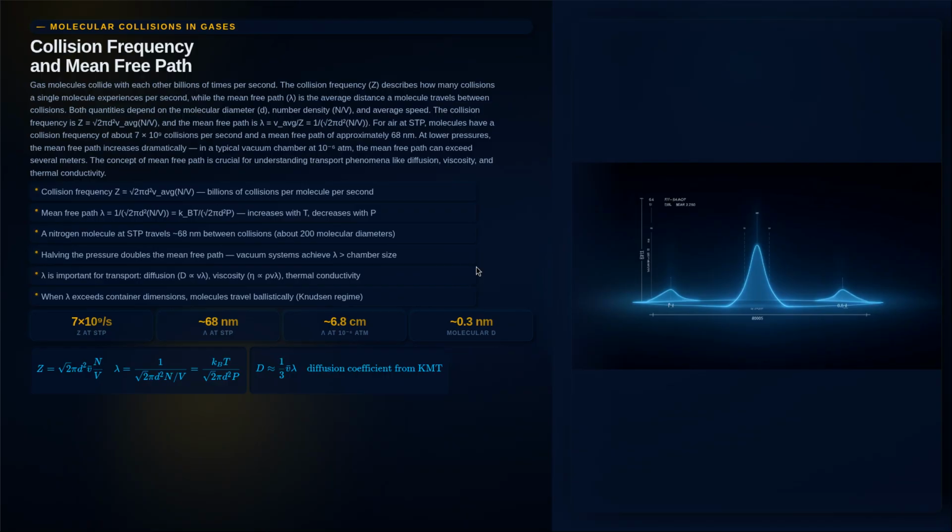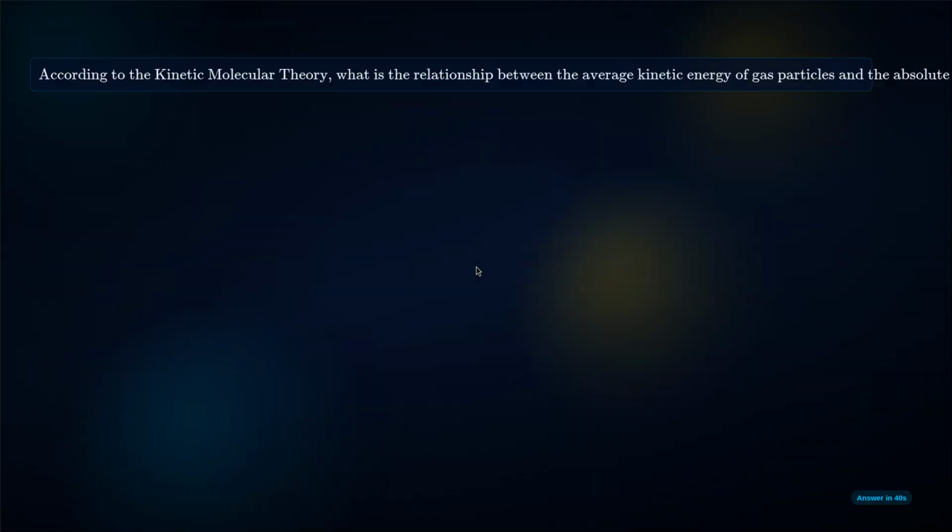For air at standard conditions, each molecule undergoes about 7 billion collisions per second and travels only about 68 nanometers between collisions. At lower pressures, the mean free path increases dramatically. In a vacuum chamber at 10 to the minus 6 atmospheres, the mean free path can exceed several meters. These concepts are crucial for understanding transport phenomena in gases.